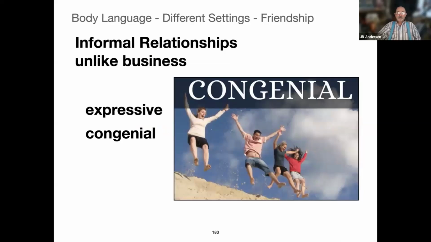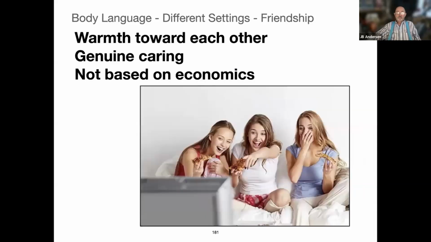Friendships. These are congenial opportunities. It's people having fun. It's doing things you would never do at work, like show your navel. So informal relationships, unlike business, you can be expressive. You can be congenial with people. Warmth toward each other, genuine caring. Hey, come on over to my place. We'll have some pizza. And they're watching TV and having fun and laughing about it and so on.